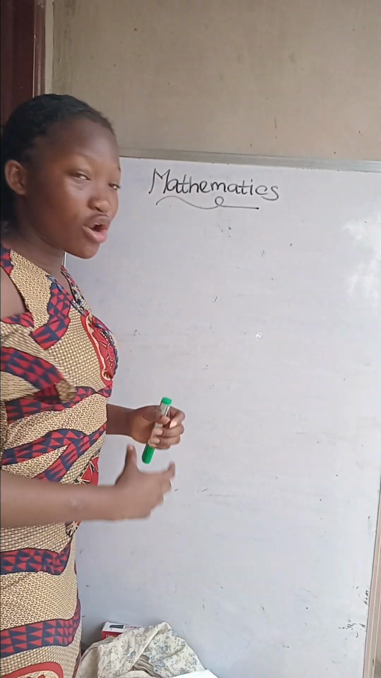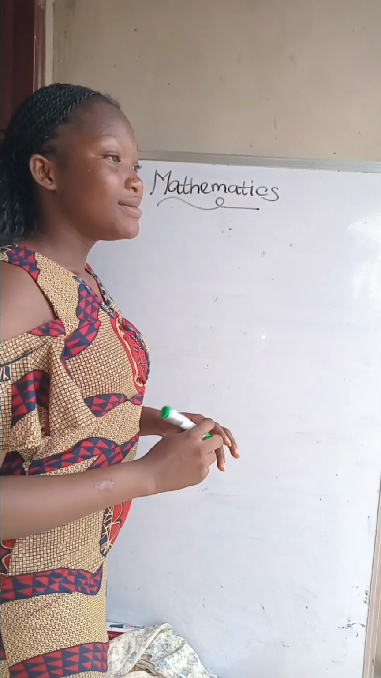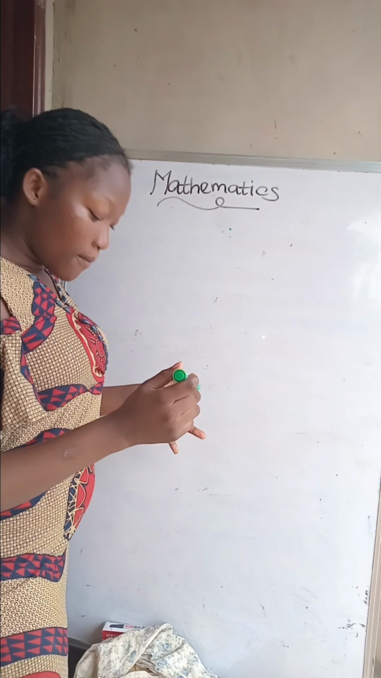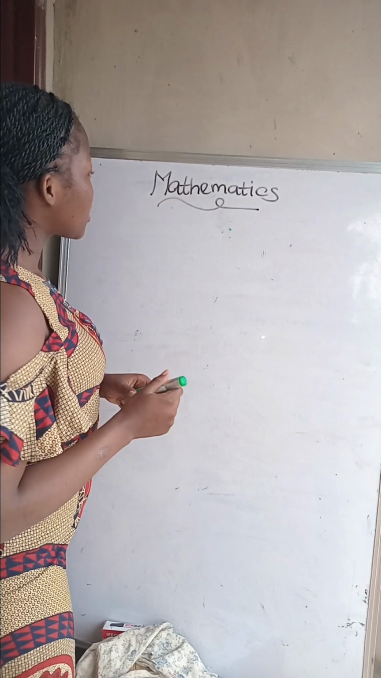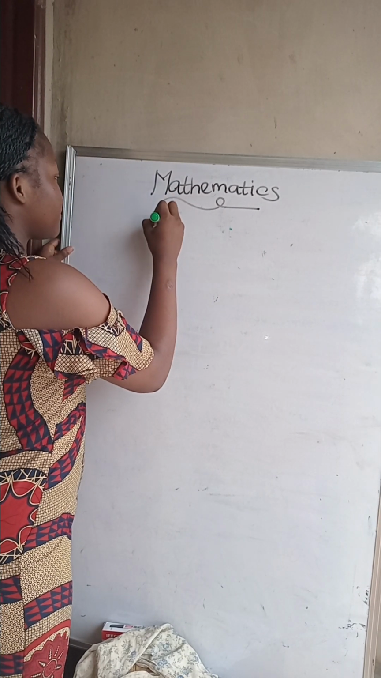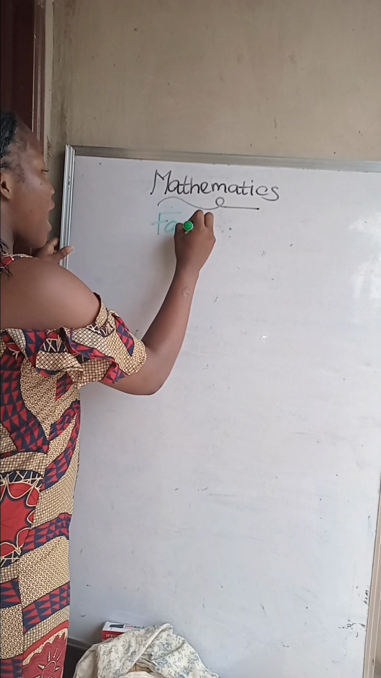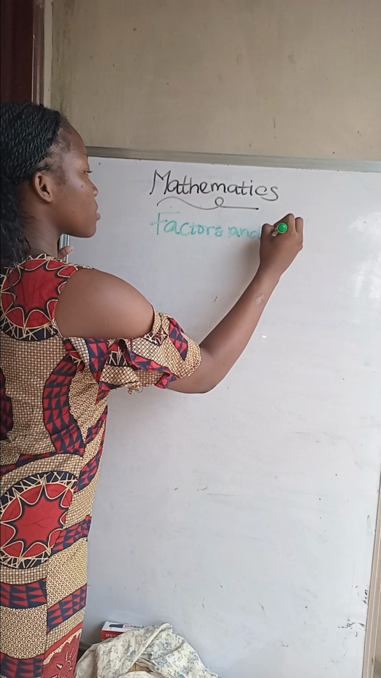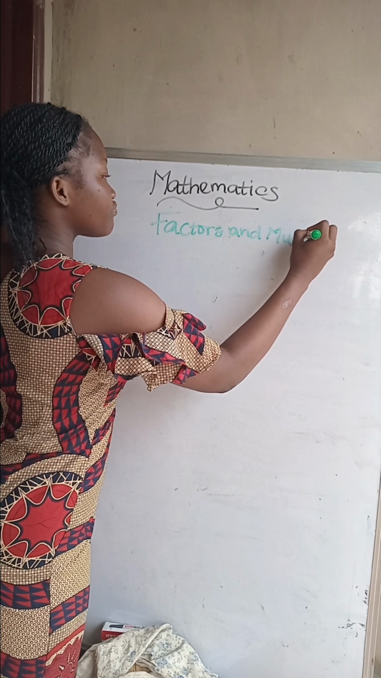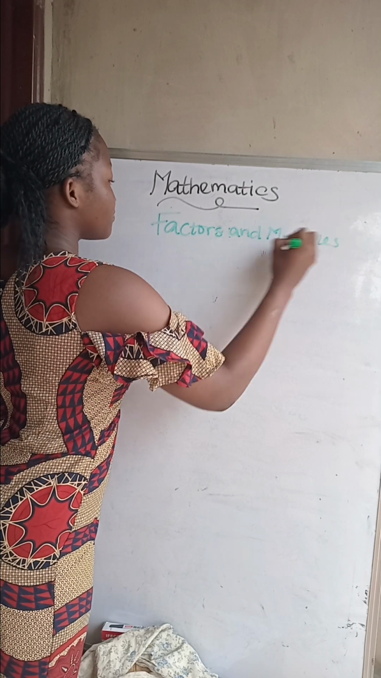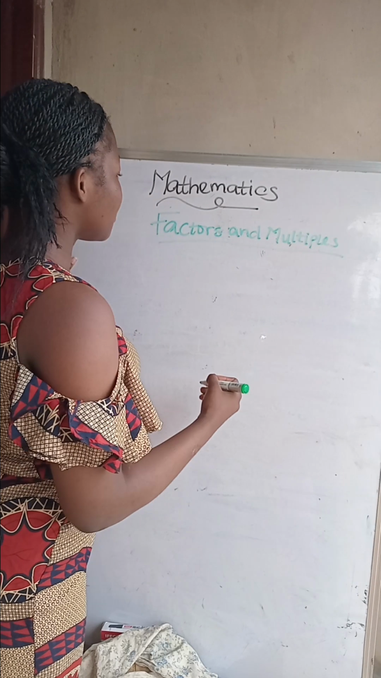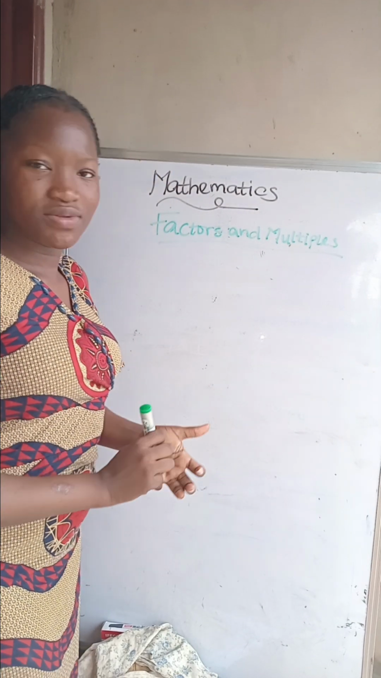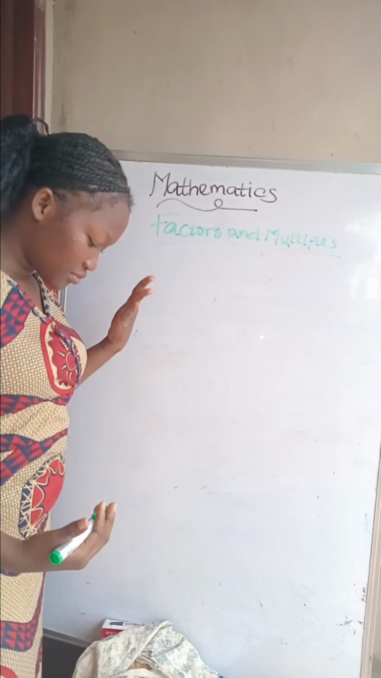So that will be all on small and large numbers. Now I'm going to factors and multiples. I'll just give a brief explanation on this today. You'll be wondering, factors, multiples.